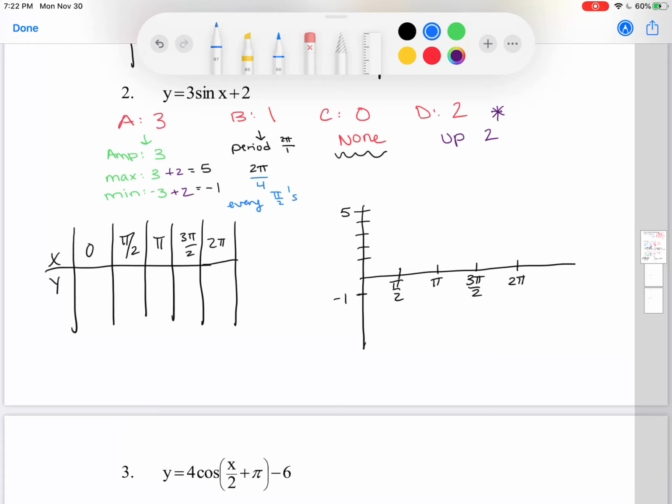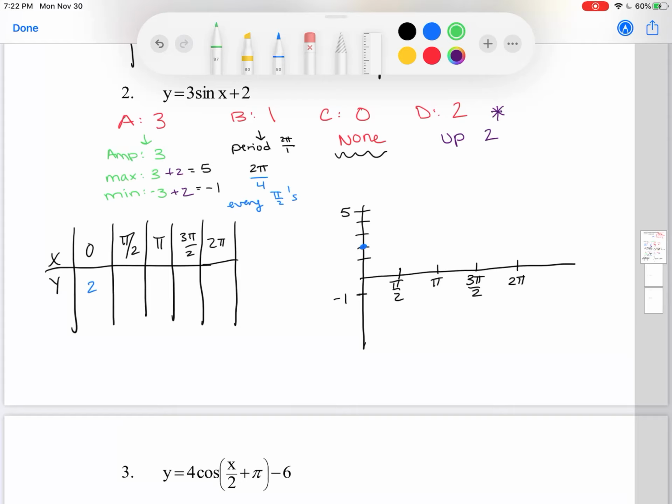And 2 pi. And let's get going. This time we're talking sine. So if I use the unit circle, I'm going to look for my sine values. If I plug in a 0, well, sine at 0 is going to be 0. Times 3 is still 0. Plus 2 gives me 2. So at 0, I want to put a point at 2.